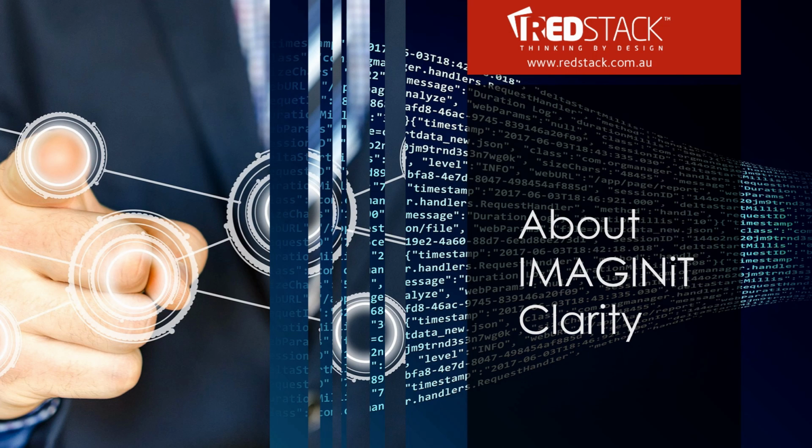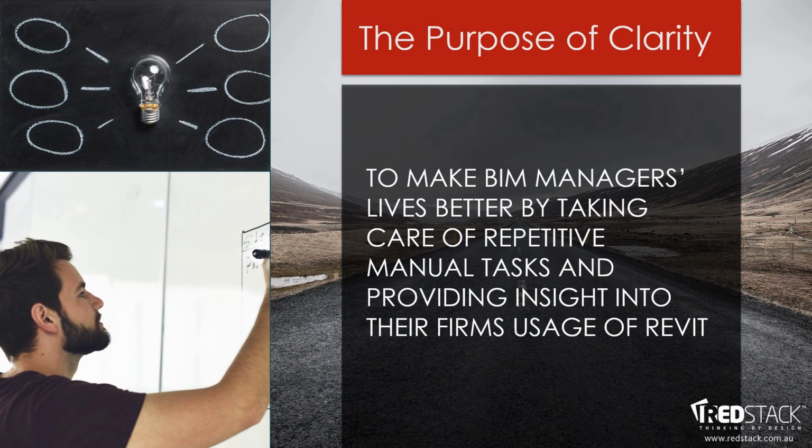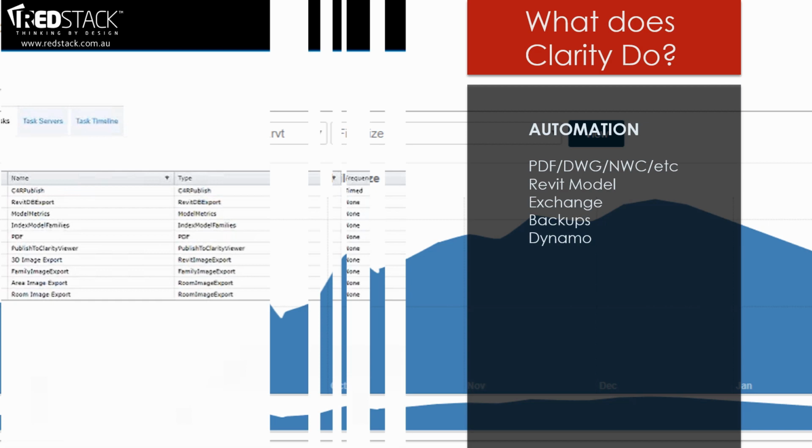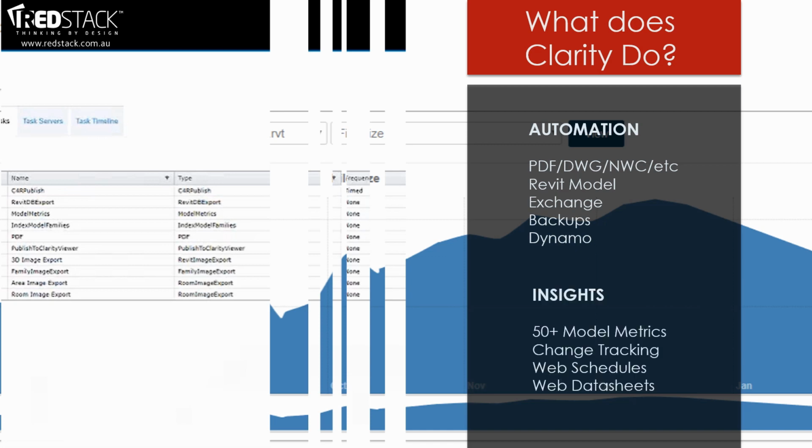So let's talk about what's in Imaginit Clarity. How does it work? What does it do? So the purpose of Clarity is to make the BIM manager's life better by taking care of the repetitive manual tasks and providing insight into your firm's use. It does automation. It automates files, metadata, reports, models, backups, Dynamo scripts, and it gives you insights. There's over 50 model metrics, there's change tracking, web schedules, and web data sheets, and there's a new feature, the 50+ model metrics, unlimited model metrics, and unlimited automation tasks. If you're looking for something that Clarity can't do, it can now.